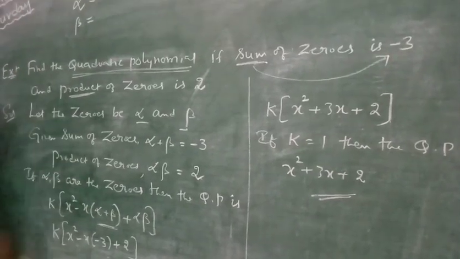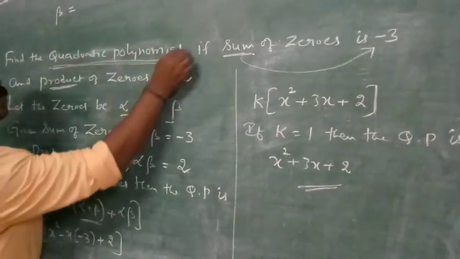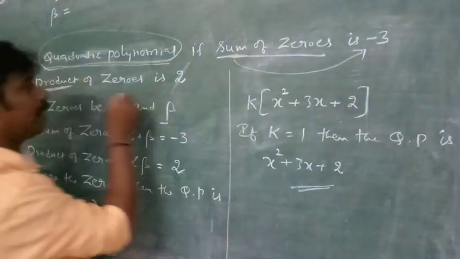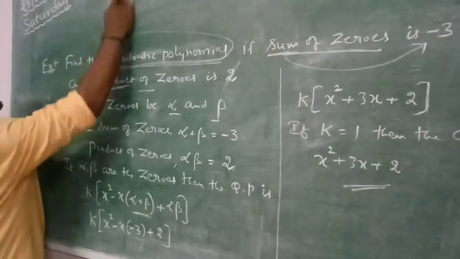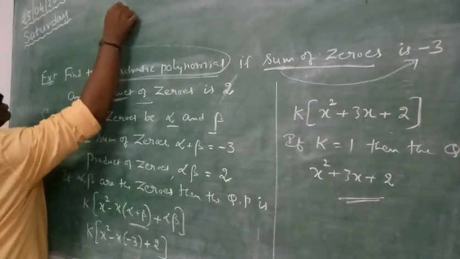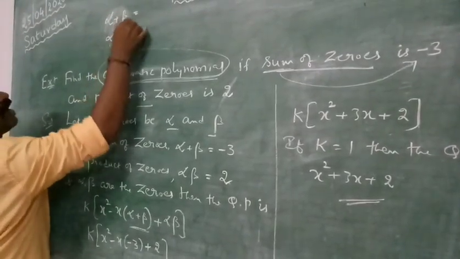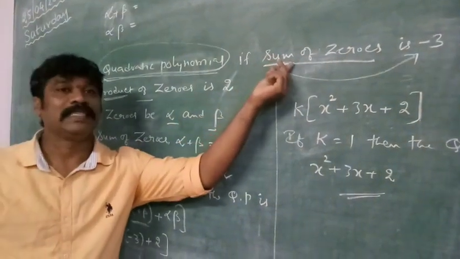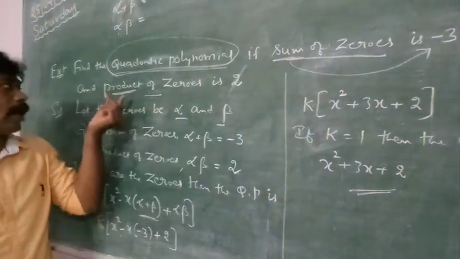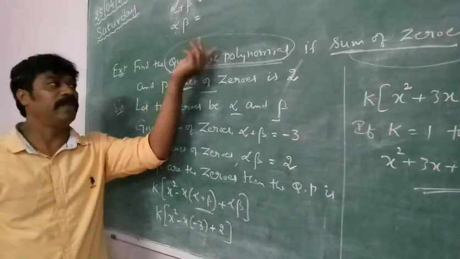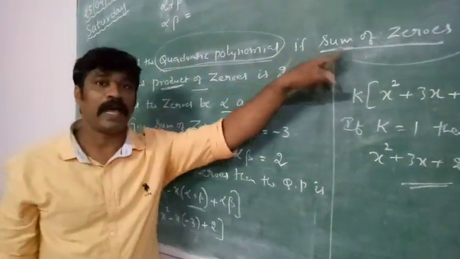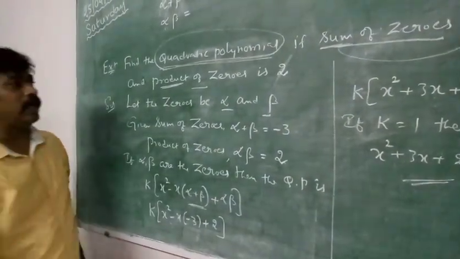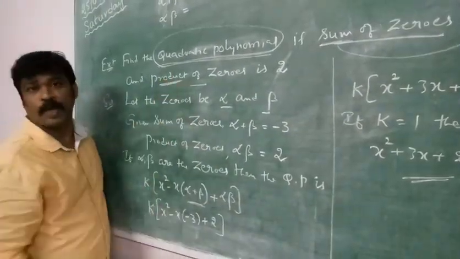Similarly, in the second example, again we have to find the quadratic polynomial only. But what is given? Sum of zeros and product of zeros, that is the alpha plus beta value and alpha beta value. So the formula is the same. First we have to observe the question. What is given here? Sum means alpha plus beta value, product means alpha beta value. In the previous example, they gave the alpha value and beta value. So that is the difference between the two. And to find the quadratic polynomial, the formula is the same for both questions.